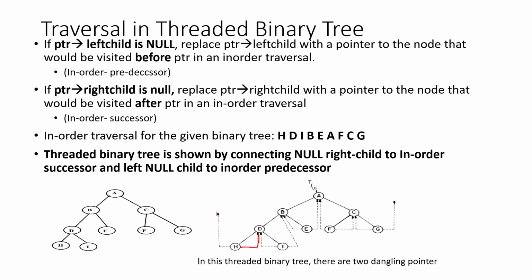Similarly, for I, the left node, in-order predecessor. For I, D is the in-order predecessor. So connect that to D. I's right side, in-order successor. So the in-order successor for I is B. You have to connect this to its successor.